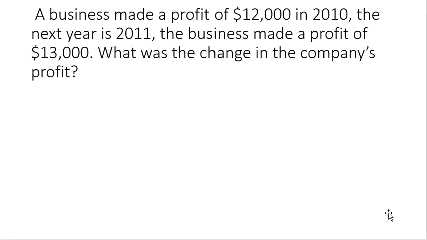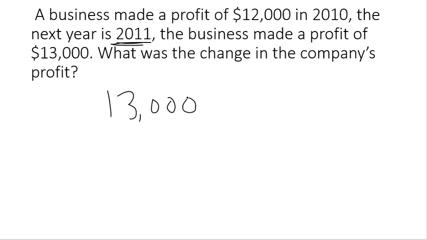A business made a profit of $12,000 in 2010. And the next year, in 2011, the business made a profit of $13,000. What is the change in the company's profit? So we always start with the last year, the last thing that happened. So 2011 happened last. And in 2011, the company made $13,000.